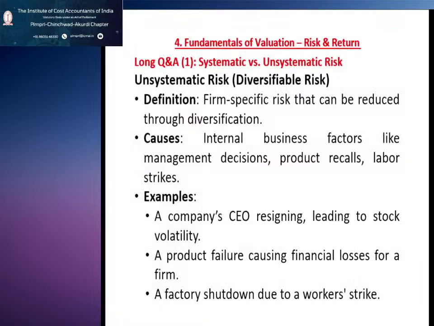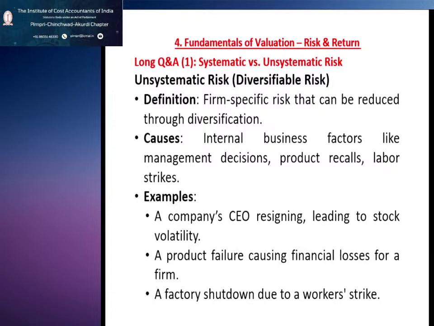So definition, firm specific risk that can be reduced through diversification. The causes of such risk are the internal business factors like management decisions, product recalls or labor strikes, because these are firm specific causes of unsystematic risk.